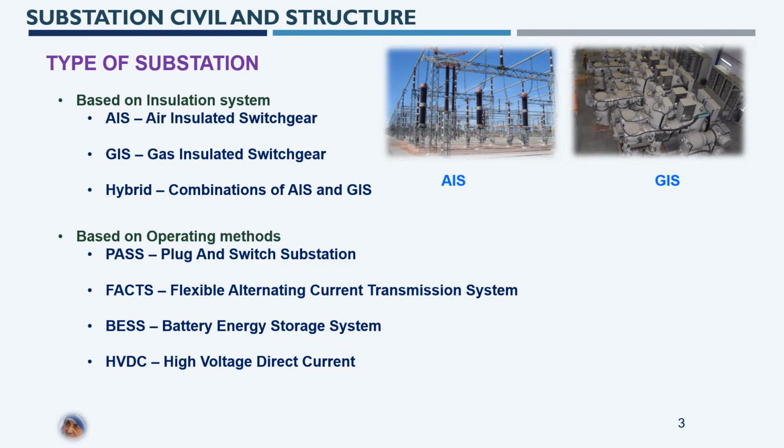So next is based on operating methods. Based on operating methods, we have four types here. PAS, plug and switch substation, which is a simple type of tapping off or on off switching substation. The second one is FACTS, flexible alternating current transmission system, which is a power quality enhancement technique. BESS is a battery energy storage system. It is a storage of power system. And HVDC is high voltage direct current. This is a direct current system substation.